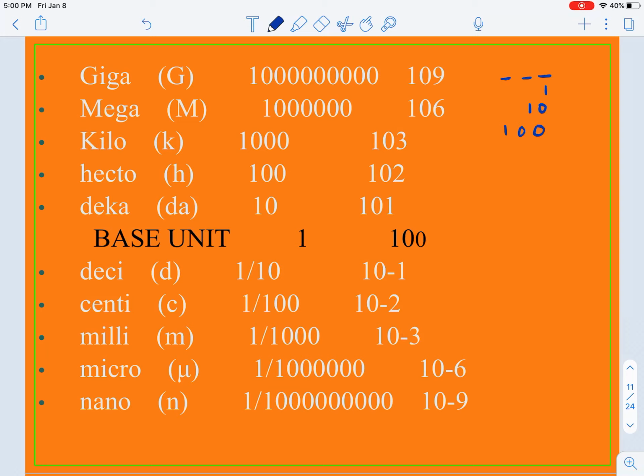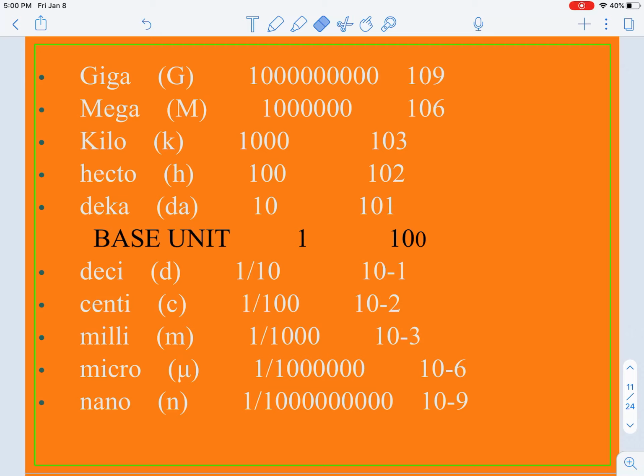So when we look at the metric system, our metric system is also based on a value of 10. So if I am converting from decimeters to centimeters or centimeters to millimeters, I'm simply multiplying or dividing by some factor of 10.